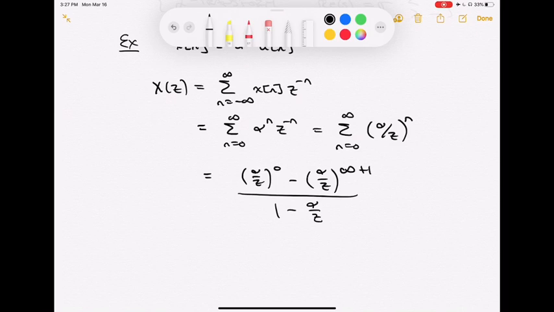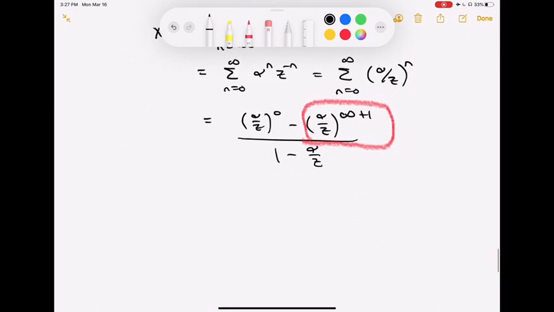So we want to get the overall transform here to converge, and I'm just going to say that this term out here is the one that's a little problematic because we've got that infinity term. It really only has a couple of choices. It can go off to infinity or it could go to 0. We want it to go to 0. So I want this term, alpha over z, raised to the infinity plus 1 to go to 0. That way I'll get a convergent value for this transform. When does that happen? Well, we need the magnitude of alpha over z to be less than 1. If I have a magnitude less than 1 raised to infinity, it goes to 0.